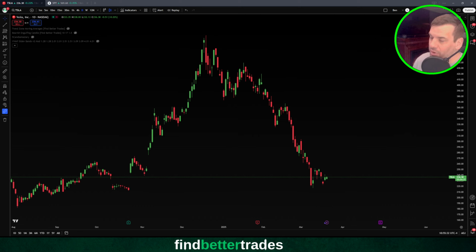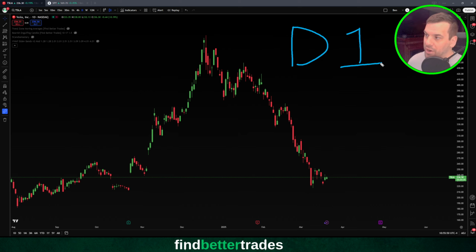So right here we have the Tesla chart. This is a major pullback zone, and there are several different ways that we can use trend lines on a chart like this. And I'm going to show you here. What we want to do is come all the way up to the daily chart. That is the very first thing that you want to do.